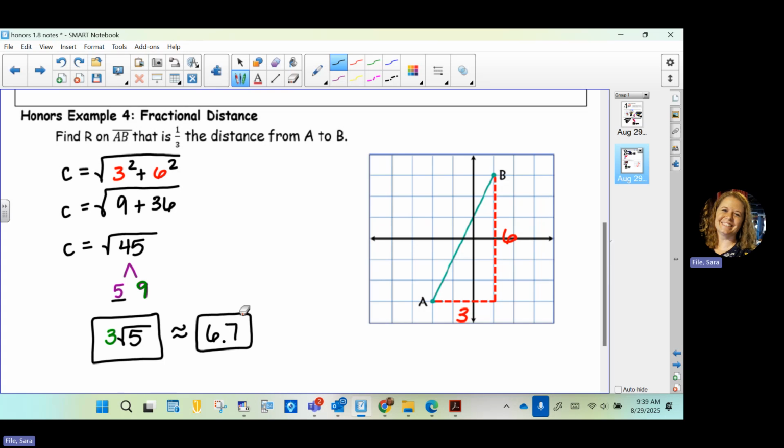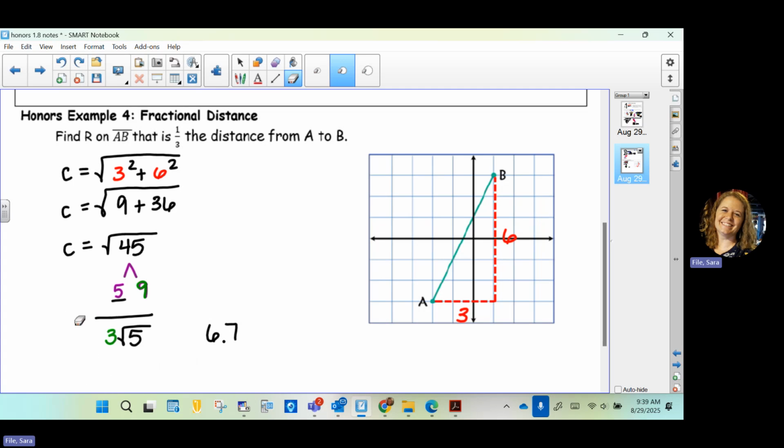Oh, no. I thought we had to divide it by 3. Oh, yes, thank you. Oh my gosh. I just got real excited about 6.7. Okay, that's not our final answer. What did they ask for? 1/3. They asked for a third of that distance. Sorry, 6.7's gone.